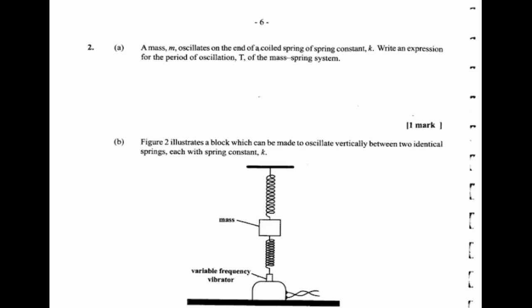Right then, question number 2, part A. A mass M oscillates on the end of a coiled spring of spring constant K. Write an expression for the period of oscillation T of the mass spring system.